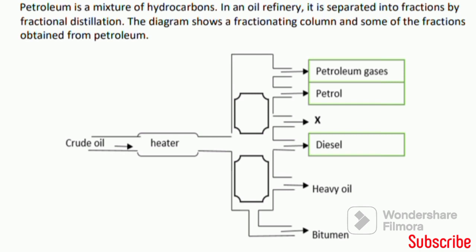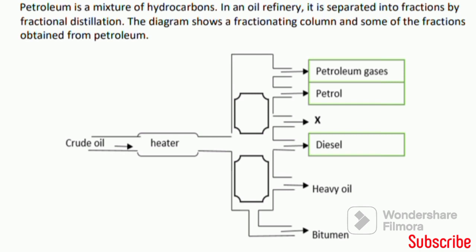Okay, so I would love to just break down some small words in this statement above. Like hydrocarbon. What are hydrocarbons? Hydrocarbons are compounds of carbon and hydrogen only. So petroleum is a mixture of compounds of carbon and hydrogen only.